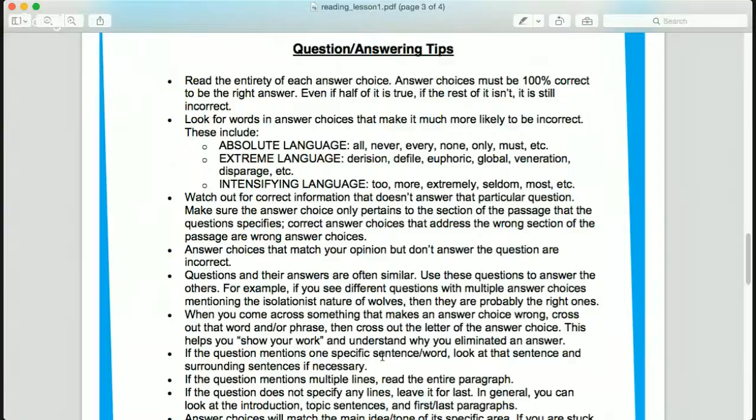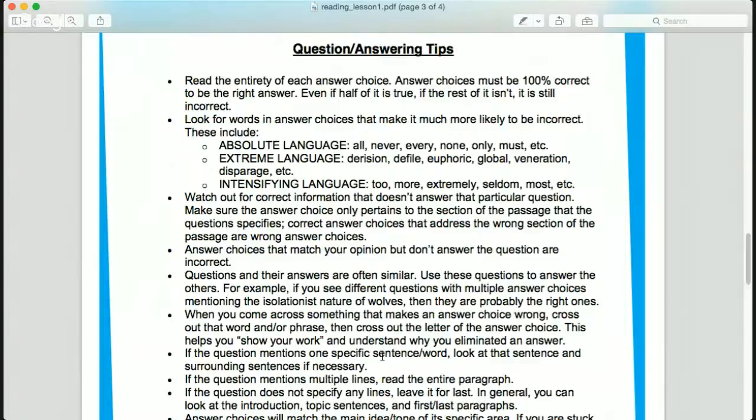Watch out for correct information that doesn't answer that particular question. Make sure the answer choice only pertains to the section of the passage that the question specifies. Correct answer choices that address the wrong section of the passage are wrong answer choices. Remember that questions go in chronological order with the passage. So if you've already skipped past a section, the answer most likely will not be in a section before that for the next question.